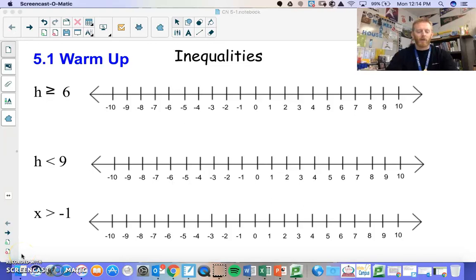Hey, ladies and gentlemen, welcome to lesson 5.1. We're talking about inequalities here. We're talking about the ability for us to solve inequalities and being able to graph them.